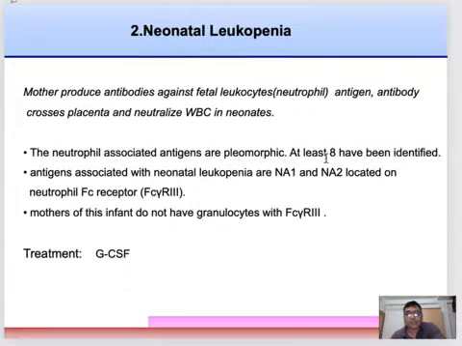So far, at least 8 of these pleomorphic antigens have been identified, and the antigens associated with neonatal leukopenia are Na1 and Na2, located on the Fc receptor of the neutrophil. The mothers of these infants do not have granulocytes with Fc gamma R3. The treatment for neonatal leukopenia is usually growth factors; G-CSF is used to treat it.